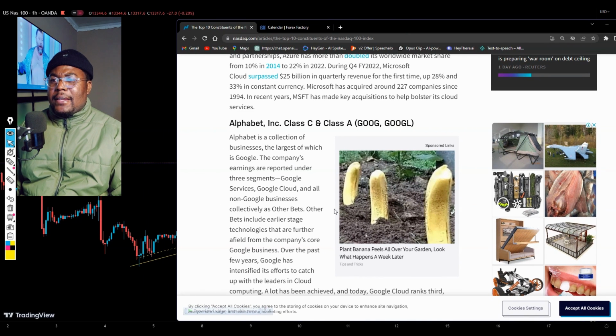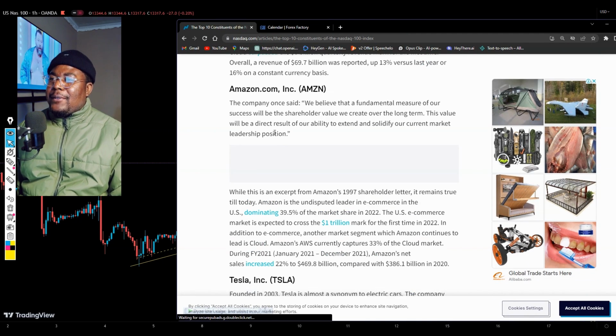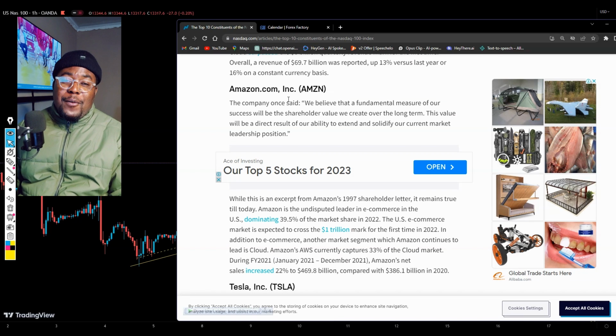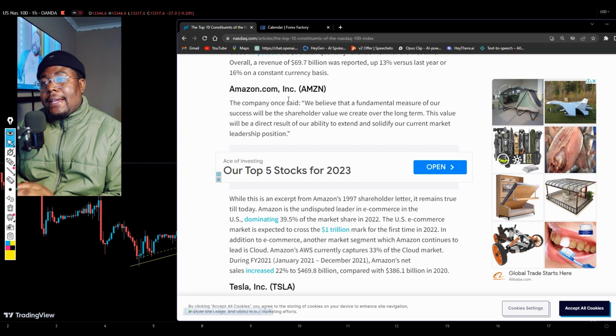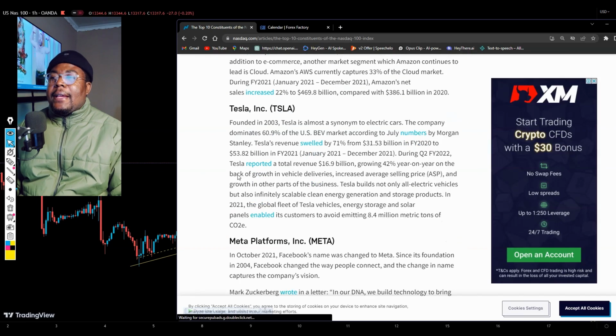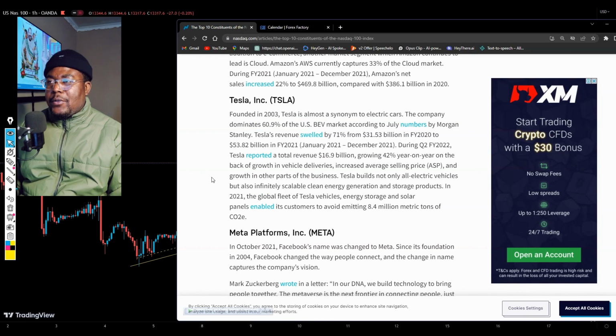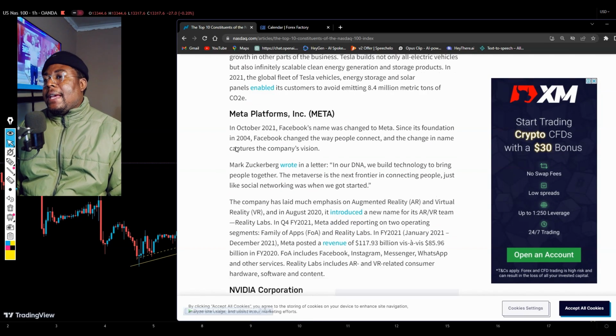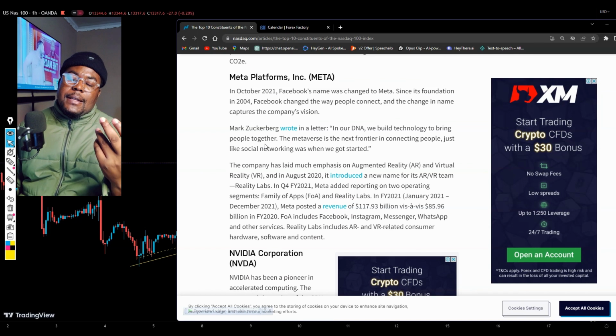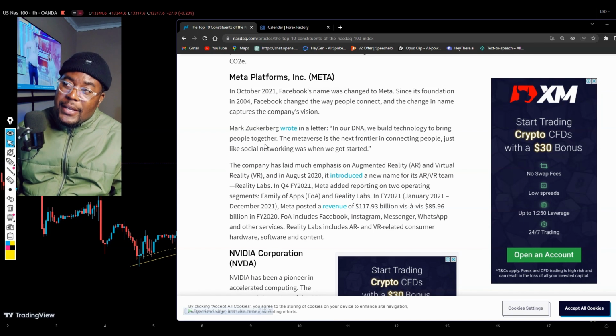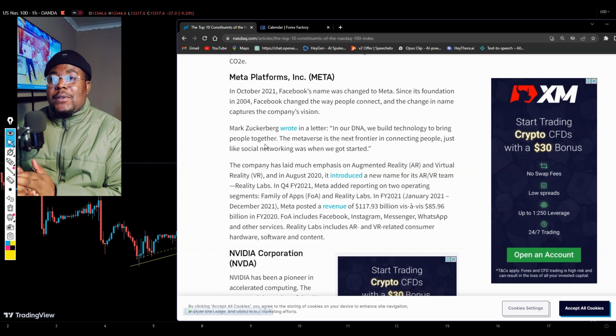So Amazon, Amazon.com also, it's one of the biggest in NASDAQ. Tesla joined the list actually. It's also one of the biggest. Meta Platforms, or maybe let's say Facebook parent company. So these are the ones that we actually check.